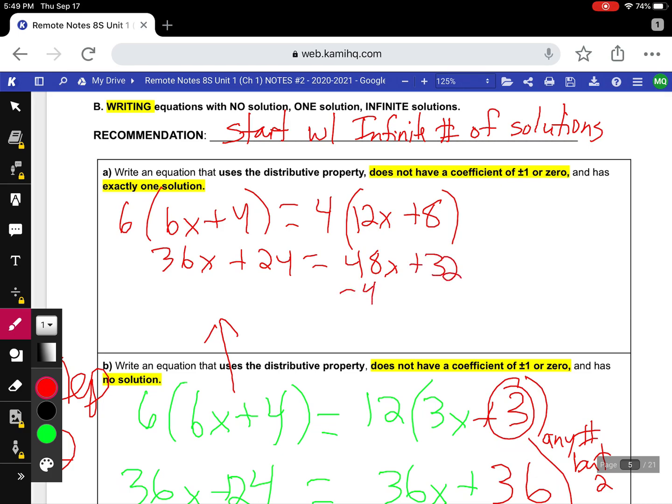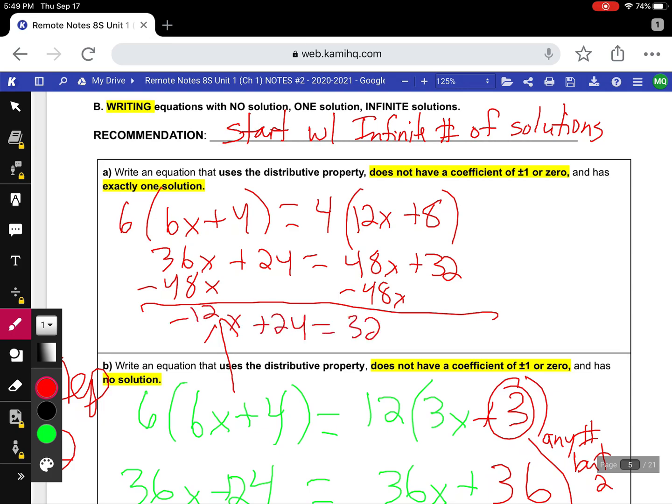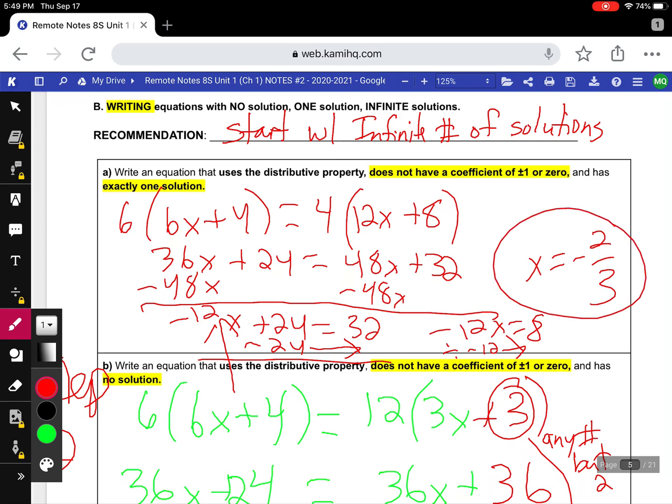Okay, I'm going to subtract 48x from both sides. I'm going to get negative 12x plus 24 equals 32. I will subtract 24 from both sides. I get negative 12x equals 8. Divide by negative 12. I get x equals, what is that? Negative 2/3. And I now have one solution.